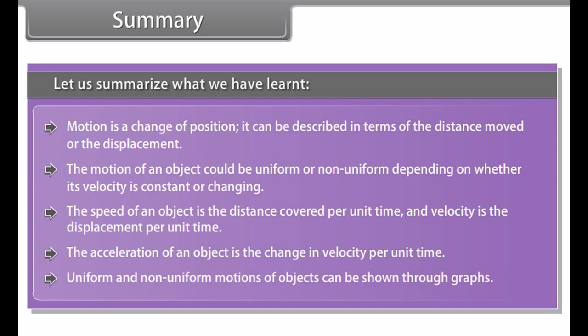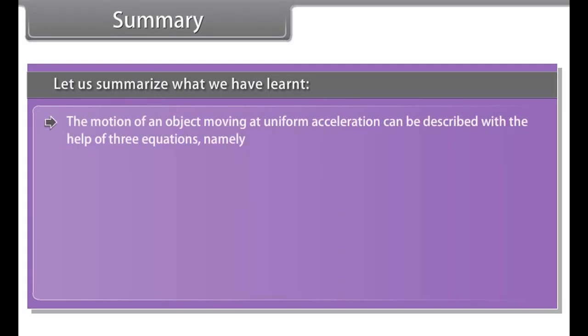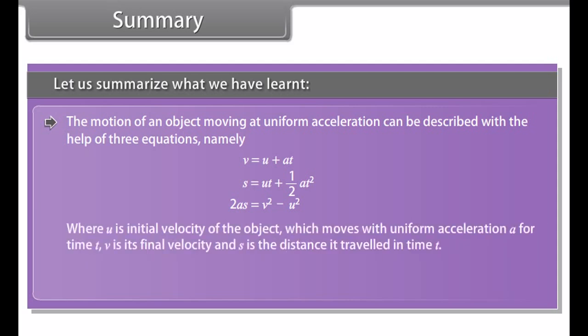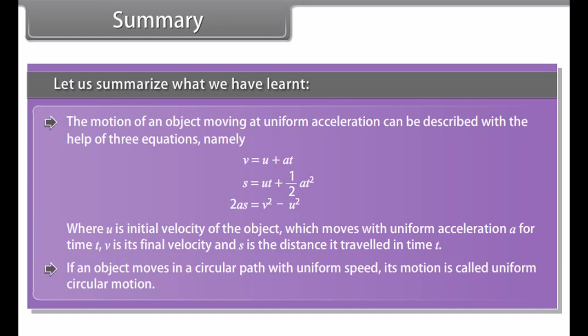Uniform and non-uniform motions of objects can be shown through graphs. The motion of an object moving at uniform acceleration can be described with the help of 3 equations, namely, v is equal to u plus at, S is equal to ut plus 1 upon 2 at square, 2aS is equal to v square minus u square, where u is initial velocity of the object, which moves with uniform acceleration a for time t, v is its final velocity, and S is the distance it travelled in time t. If an object moves in a circular path with uniform speed, its motion is called uniform circular motion.